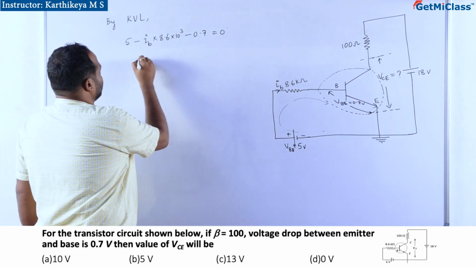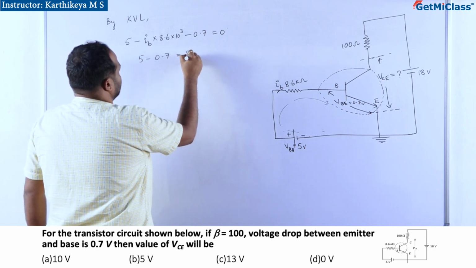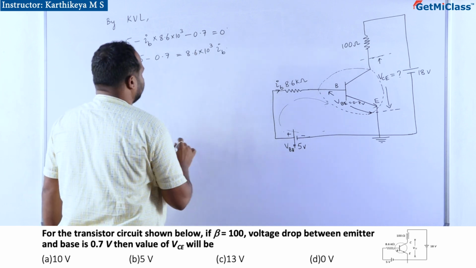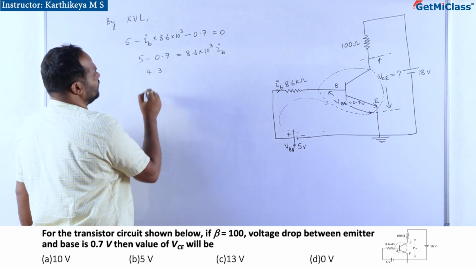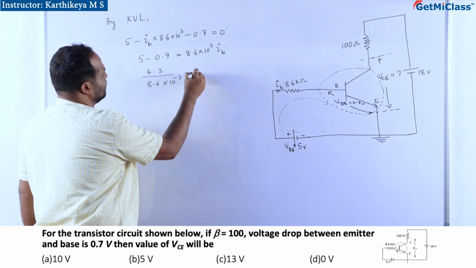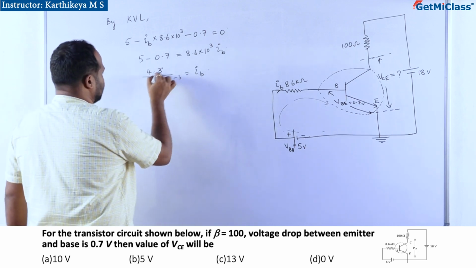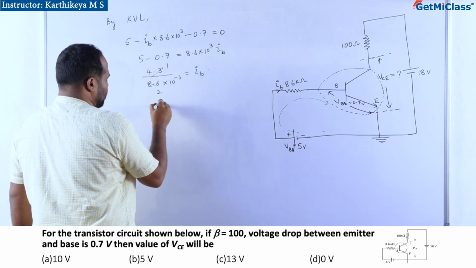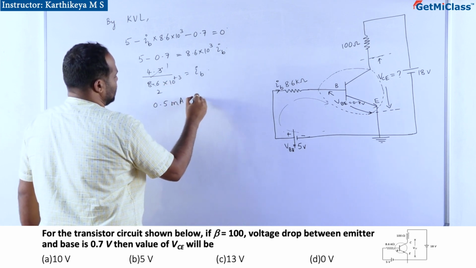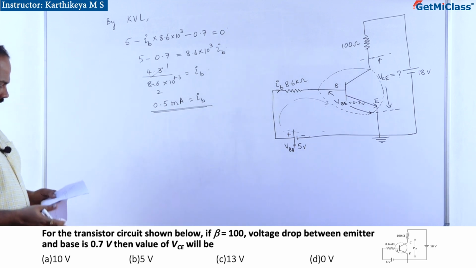So 5 minus 0.7 is 8.6 into 10 to the power 3 IB. So this is 4.3 by 8.6 into 10 to the power minus 3 is IB, that is the base current. So the value of the base current is 0.5 milliampere. 0.5 milliampere is IB. We got the value now.